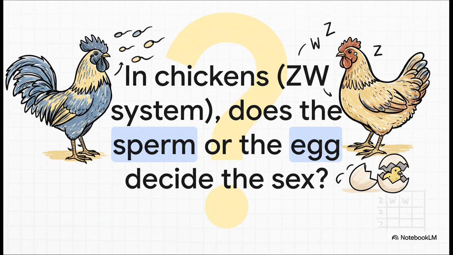And I'll leave you with one last little brain teaser to think about. Based on everything we just learned about that ZW system in birds like chickens, who holds the deciding genetic vote for the sex of the chick? Is it the rooster sperm or the hen's egg? The answer might not be what you think.